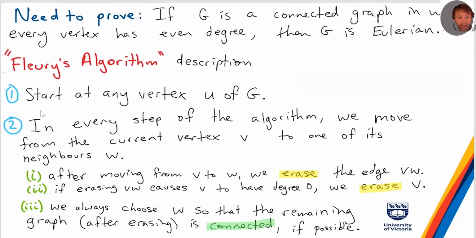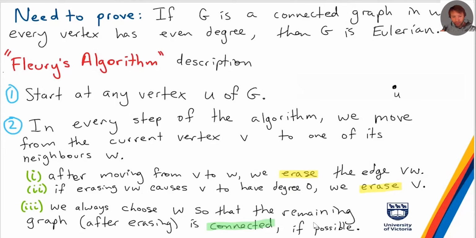Start at any vertex U of G. So we just start somewhere. And now here's what you do. In every step, you go from your current position, the current vertex, let's call it V, and you pick one of its neighbors, let's call that neighbor W, and you take a step to that neighbor. You follow along some edge, and whenever you take a step, you always erase the edge that you use.